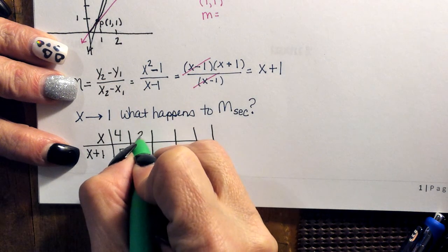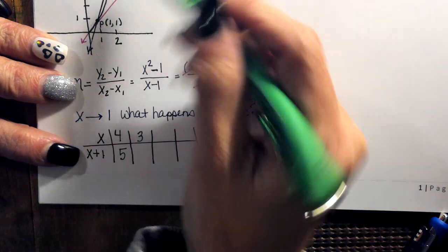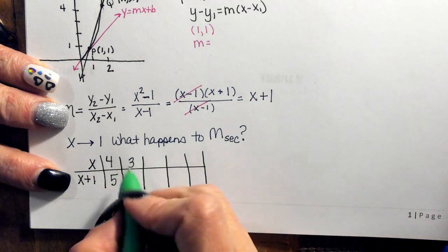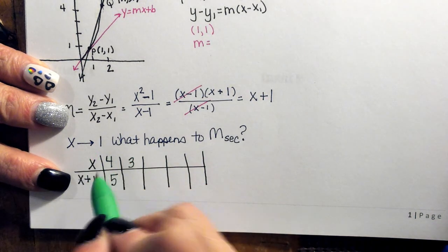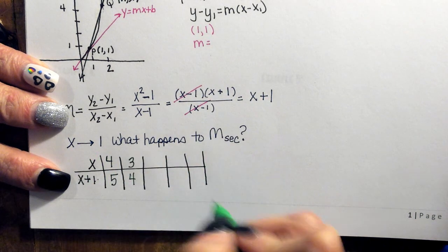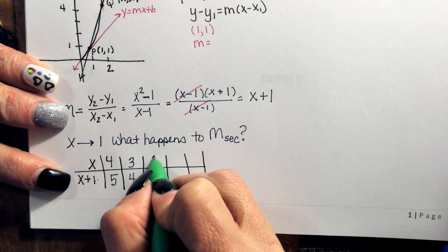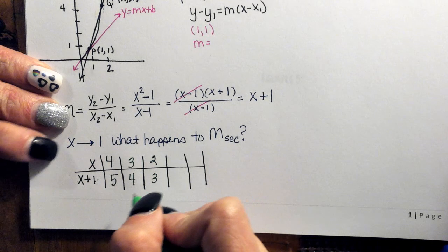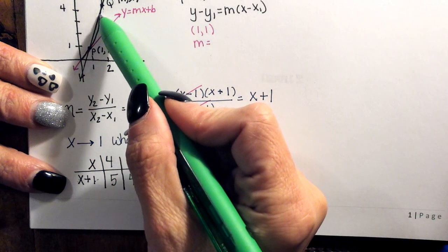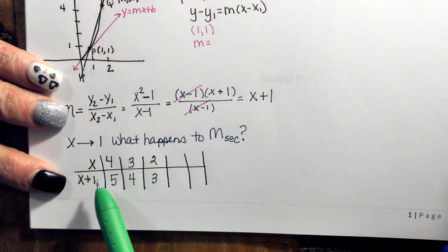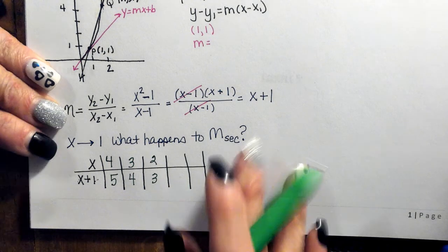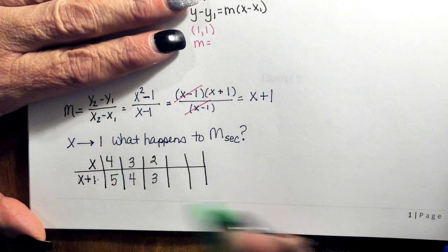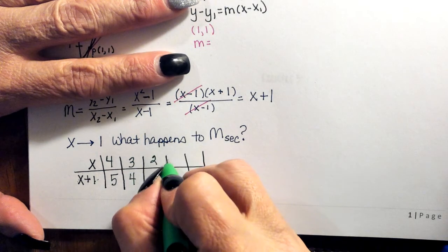Okay, let's try what happens as it moves down the ramp right here, as it moves down to 3. When x is 3, 3 plus 1 is 4. Okay, let's try 2. 2 plus 1 is 3. So you see how the slope is changing. As x is moving closer, my slope, because remember, this was my slope, is getting closer and closer. So let's do, it can't be 1. Remember, we can't go to 1, but we can get really close. So let's do 1.5.